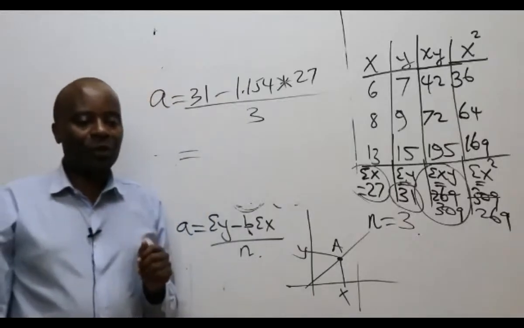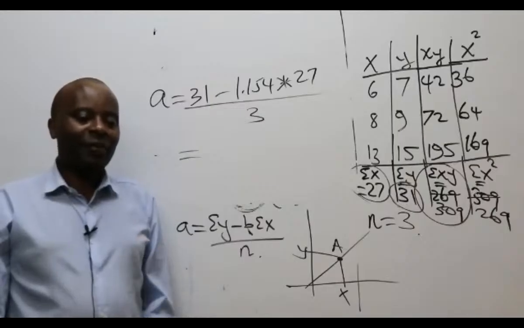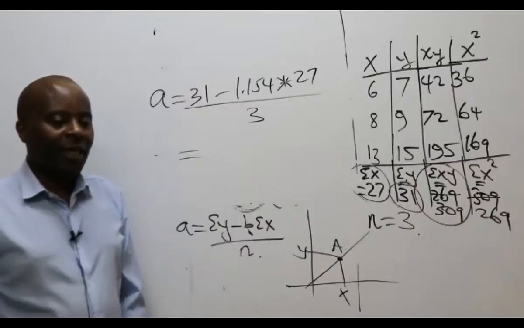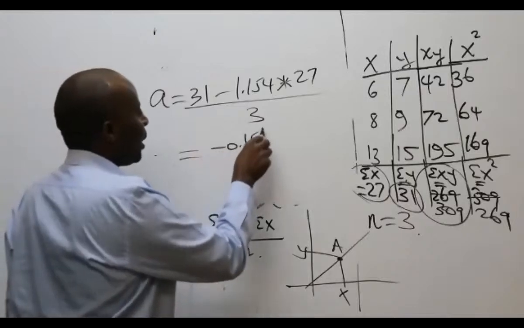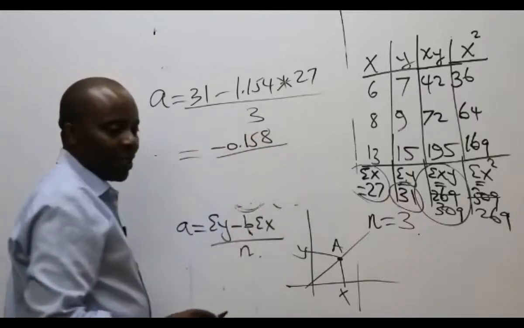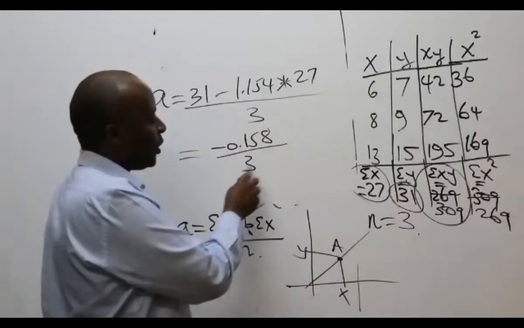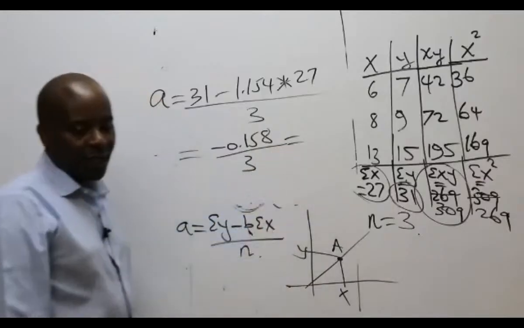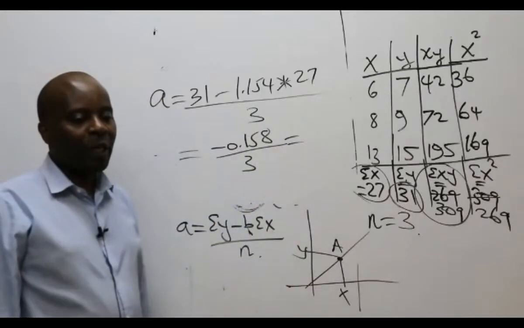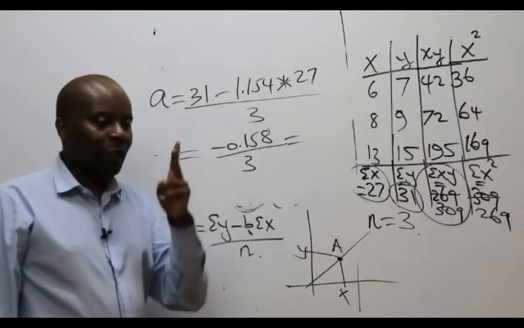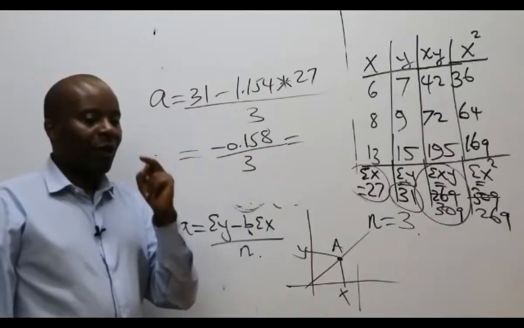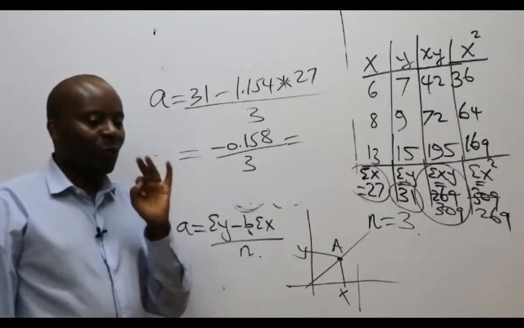Lina has given me a dash: negative 0.158. So someone tells me that the numerator is negative 0.158. Divide this by what here? By 3. Divide this by 3, and I expect you, great students of mine, to give me the final answer in terms of 3 decimal places.